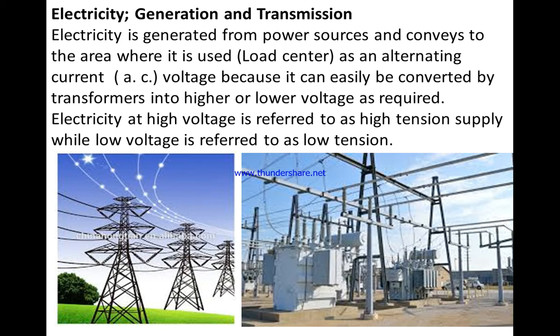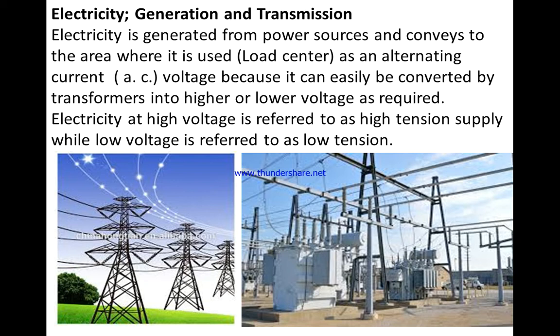First, let's look at electricity generation. Electricity is generated from power sources and conveyed to the area where it is used, that is the load center, as an alternating current, that is an AC voltage, because it can easily be converted by transformers into higher or lower voltage as required. Now, electricity at high voltage is also referred to as high tension supply, while low voltage electricity is referred to as low tension supply.